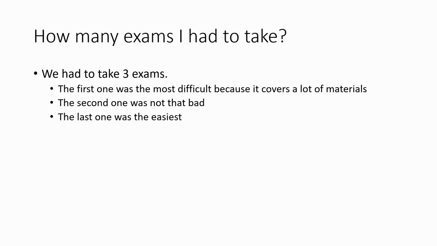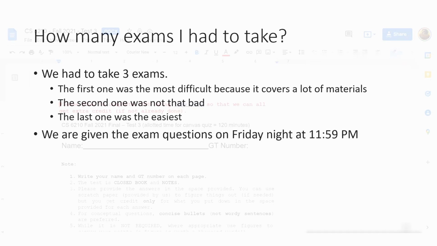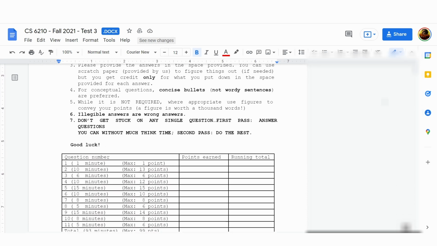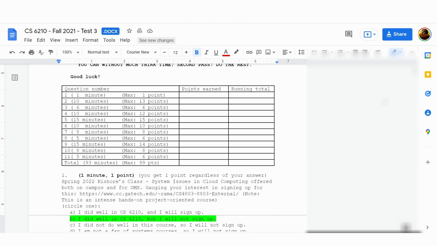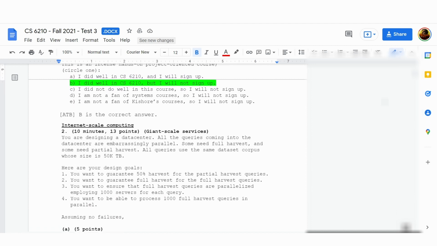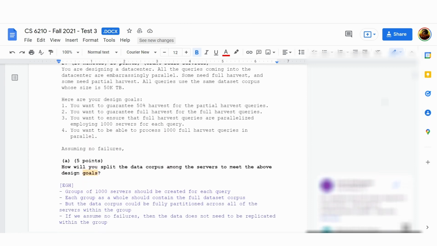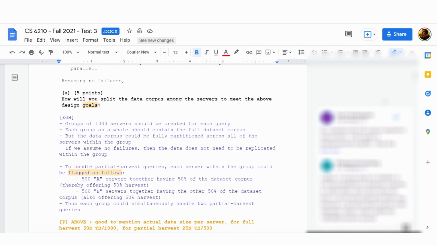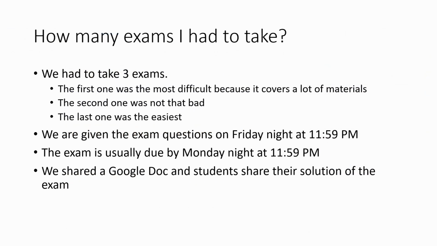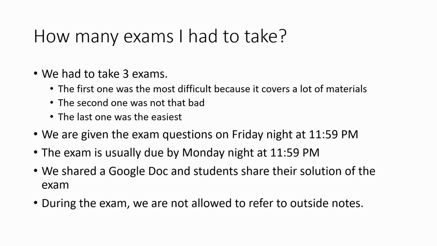For each exam, we were given the exam on Friday night, so we already know upfront what the questions are going to be, and by Monday morning we have to take the exam, I think before 11 p.m. on Monday. We usually have a shared Google Doc where students share solutions, but the TA or the professor would not tell you whether the solutions are correct or incorrect. And during the exam, we're not allowed to bring any outside notes, so you have to memorize the solution, or you just have to research it and watch the video.